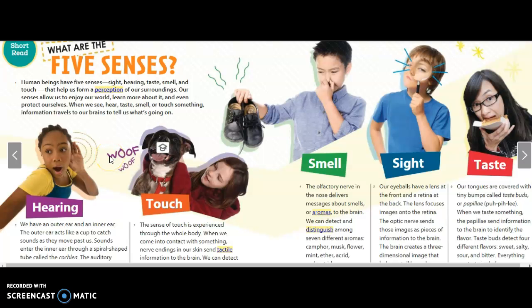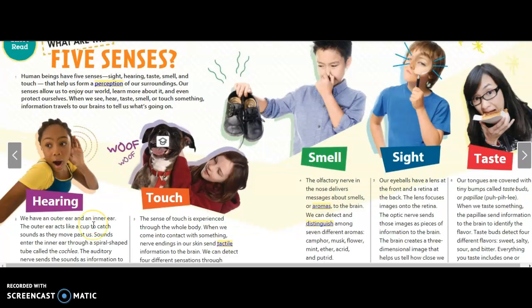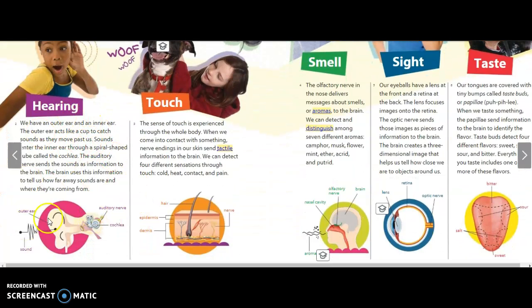So before we begin reading this text, I want us to go through and look at the text features that we have on this page. Here we have our title. What are the 5 senses? This has already given us the main idea of this entire text. Next, we have our headings. We have hearing, touch, smell, sight, and taste. These headings are giving us the central idea for each section.